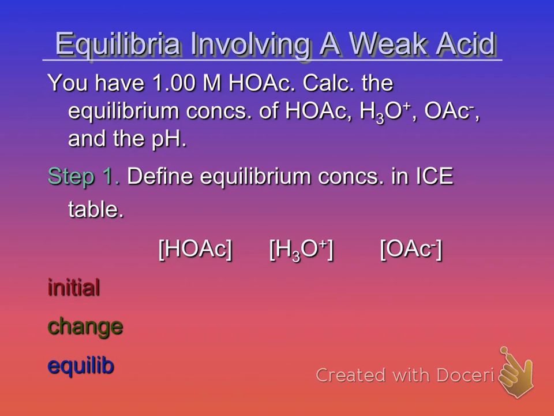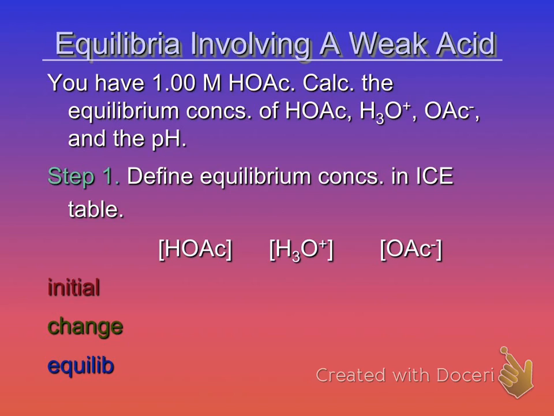Let's say I've got 1 molar HOAc. Okay, that's going to be acetic acid. All right, HOAc. If I draw out the structure, maybe I can do this in class tomorrow. You'll see where that comes from. So we got 1 molar of this stuff. We want to calculate the equilibrium concentrations of the acetic acid, the hydronium ion, the acetate ion, and the pH at the end of the day.